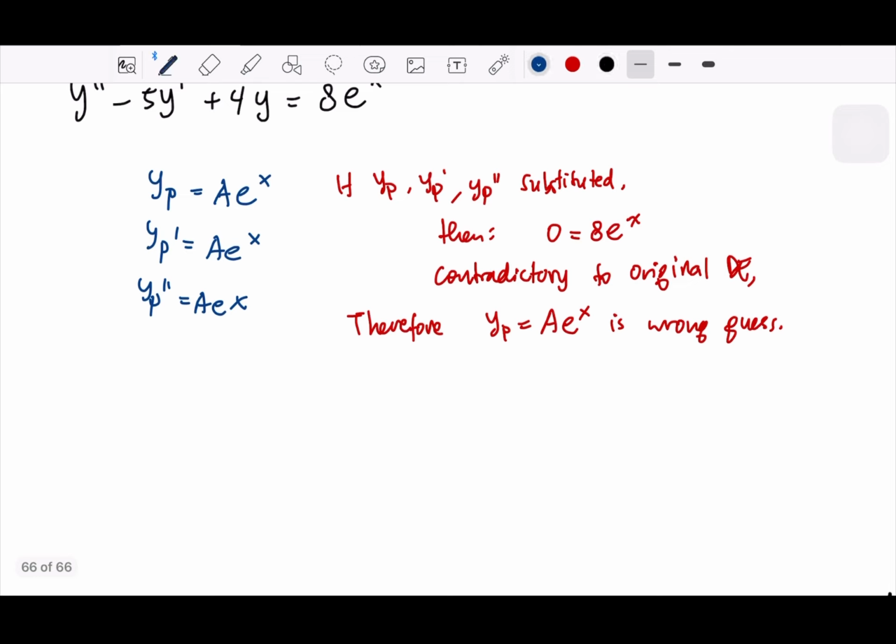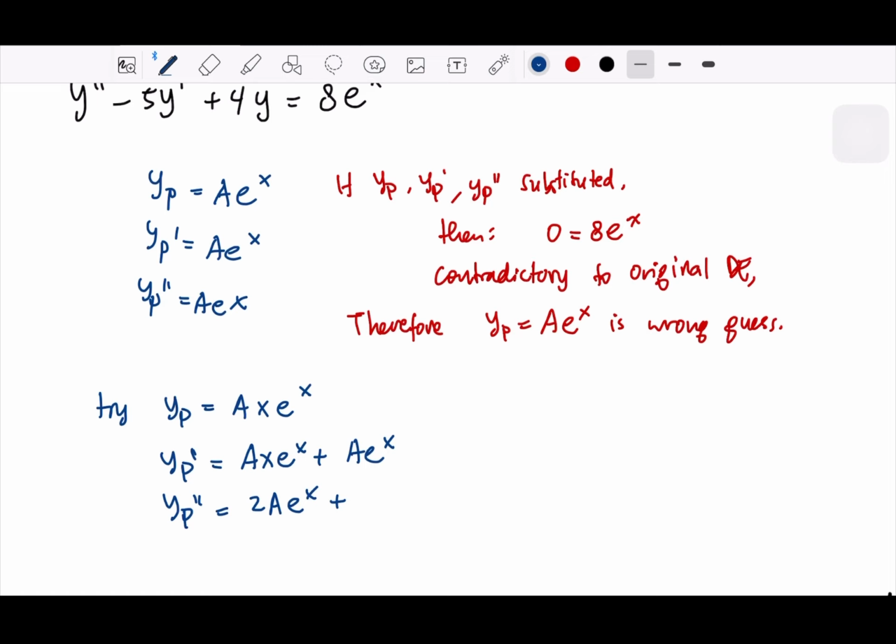The best choice to make sure that we still have e with power of x, but linearly independent, is to try yp equal a x e to the x. If we try this, then we are going to have the first derivative, and then another, the second derivative. We have 2a e^x plus a x e^x.